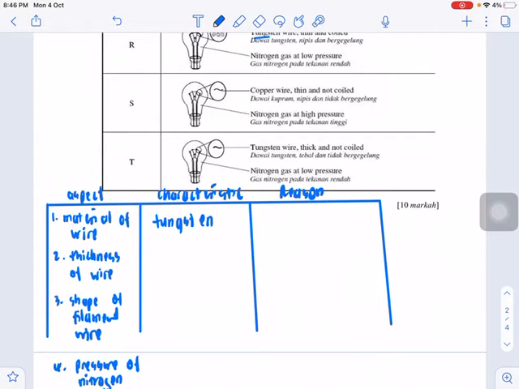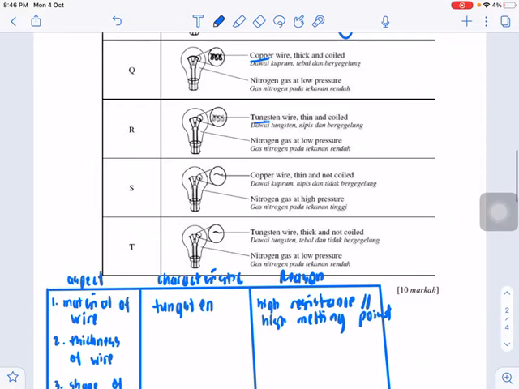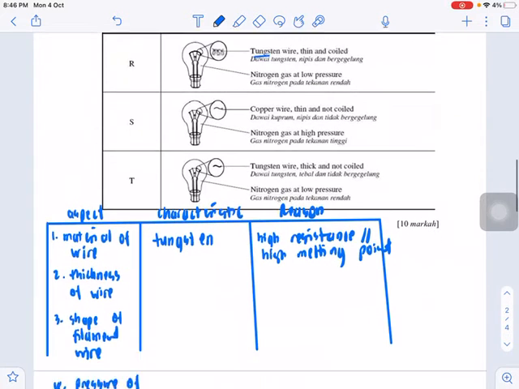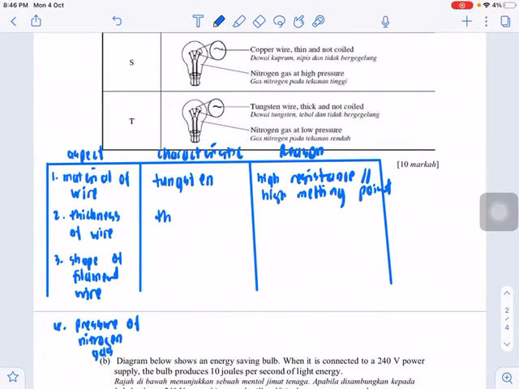Okay, so kenapa kita nak gunakan tungsten? Sebab tungsten ni dia punya resistance dia high. Okay, so high resistance. Okay, ataupun you nak cakap dia resistant ni dia melting point dia high melting point. Boleh juga. Okay. So yang kedua, aspek kita yang kedua is the thickness of the wire. So ada 2 pilihan juga kat situ. Either you nak gunakan thick ataupun thin. Okay, so the best answer is thin wire.